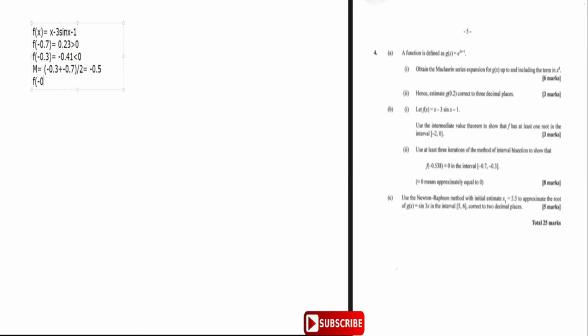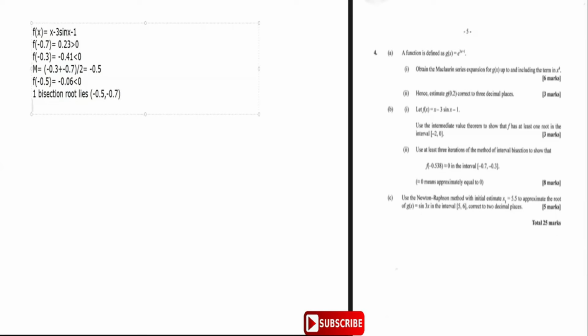So now f of negative 0.5, plug in negative 0.5: that's negative 0.5 minus 3 sine negative 0.5 minus 1, which is equal to negative 0.06, which is less than 0. So from the first bisection, we're getting that the root lies now between minus 0.5 and minus 0.7. That's what we're getting.